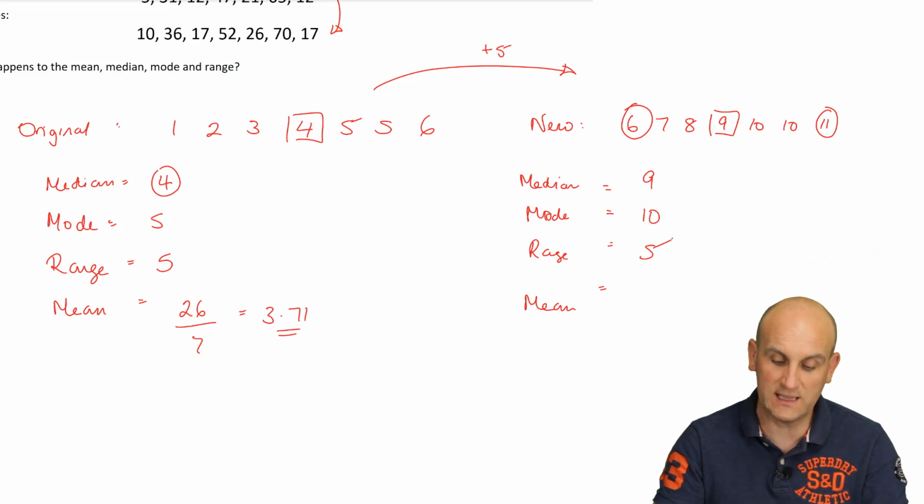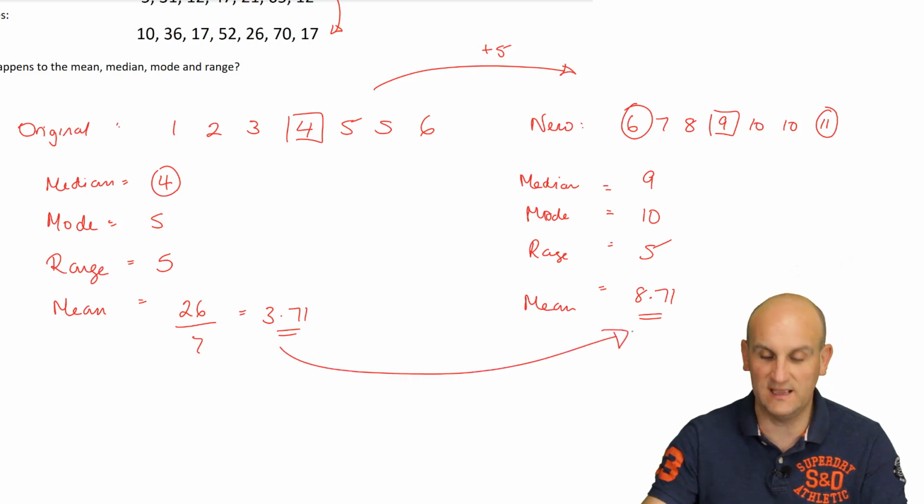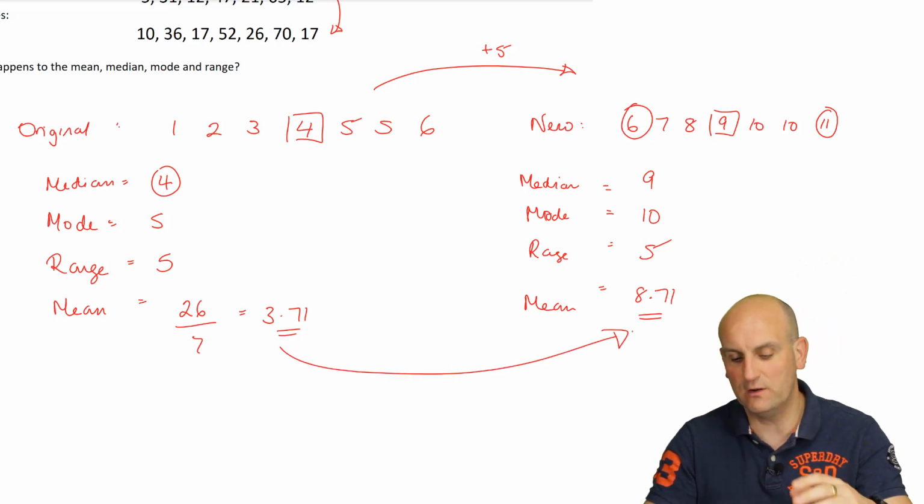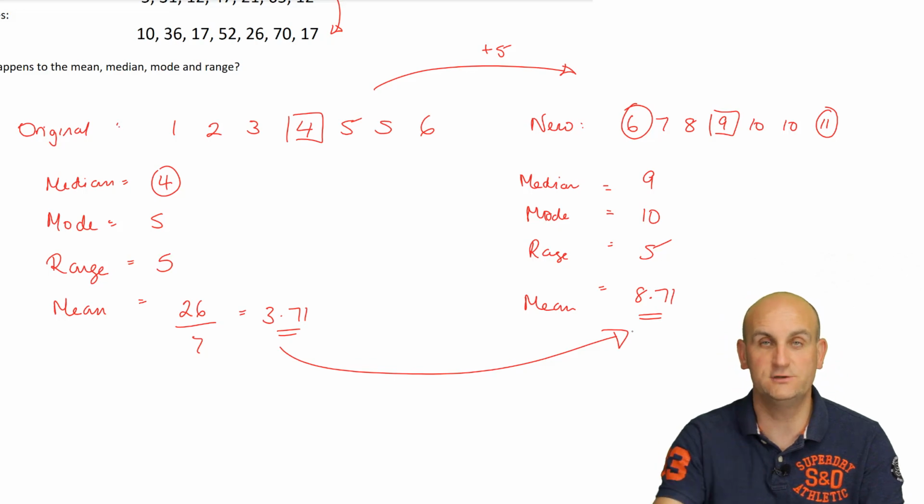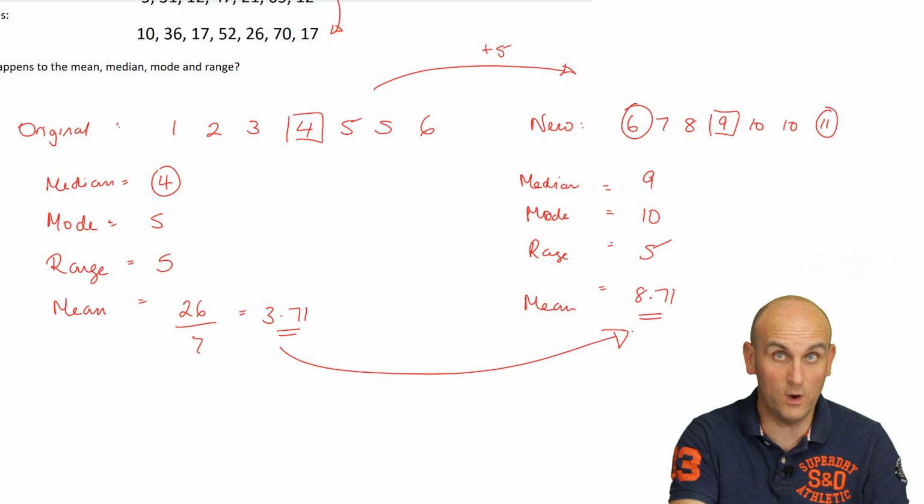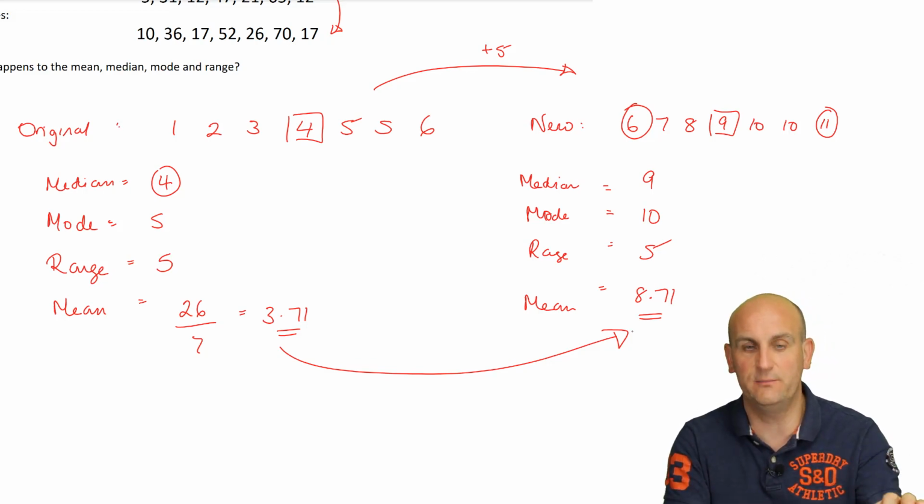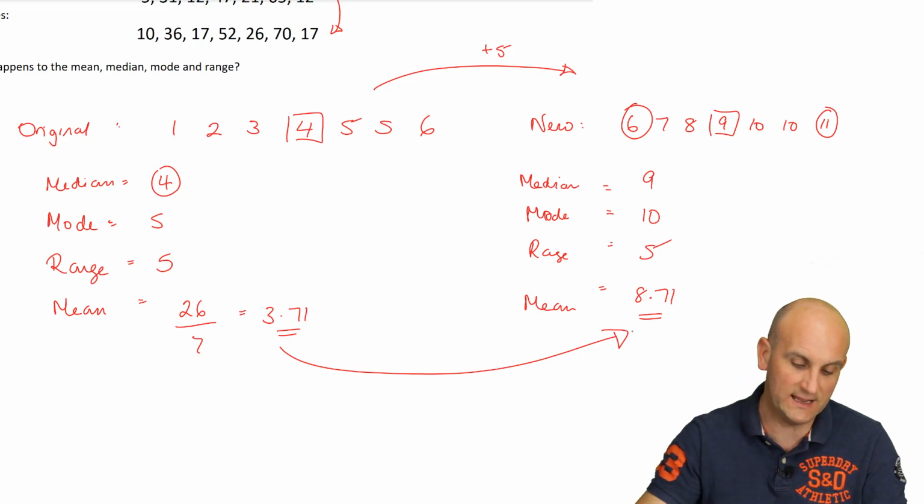And if I was to work out my mean, I'm telling you now, it would come out to be 8.71. Why would it come out to be 8.71? Because absolutely everything other than the range changes by having 5 added on. Now this only works if you do this to every single number. If you take every number and add the same number on, that's what you get.